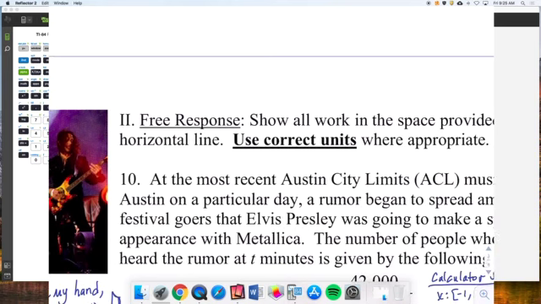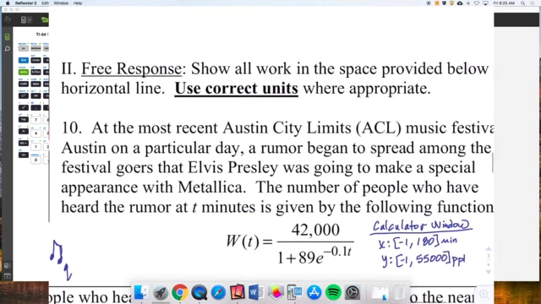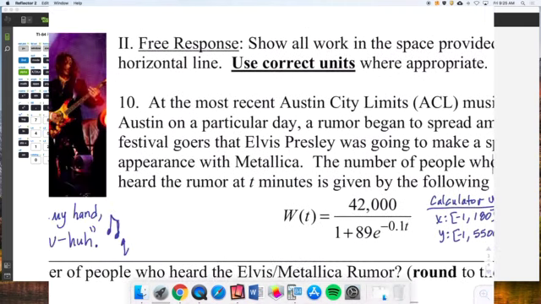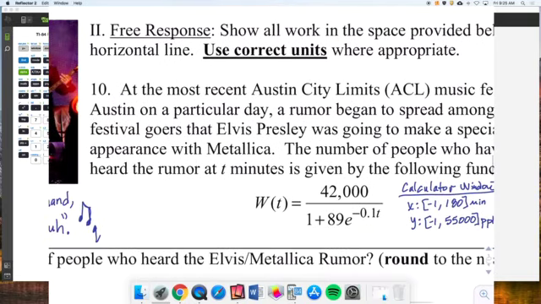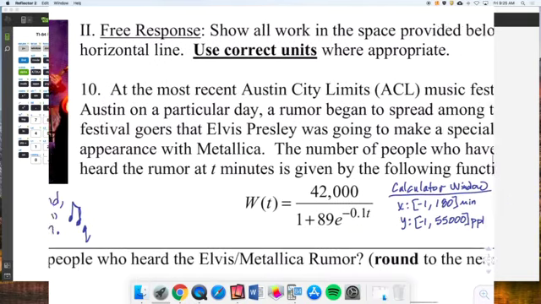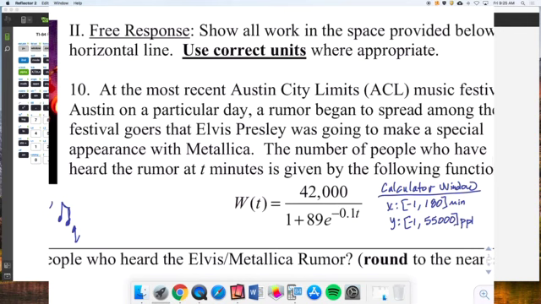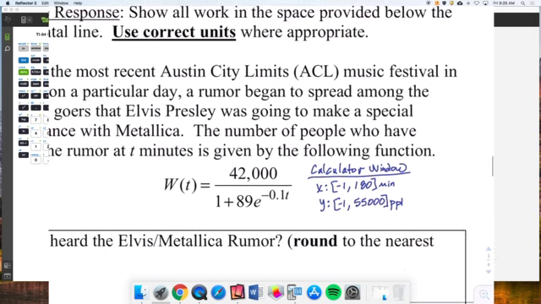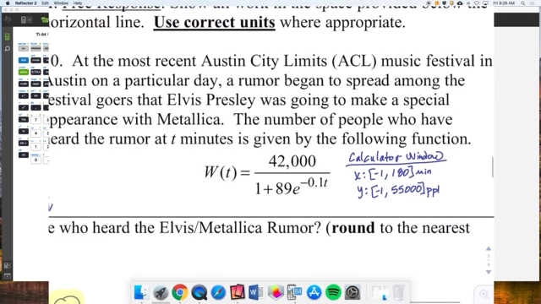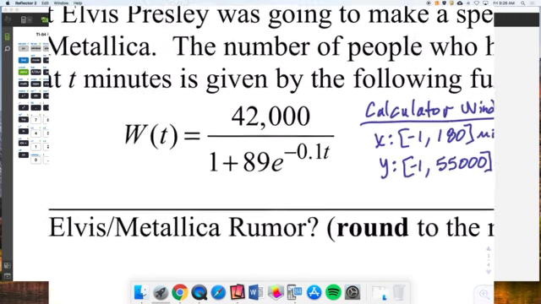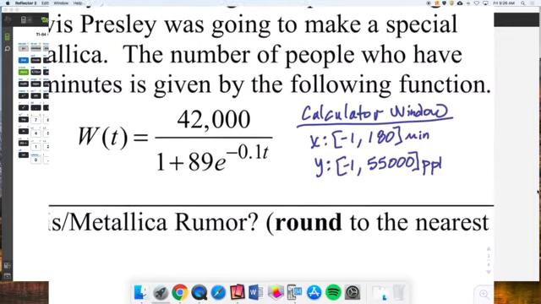13 minutes? Okay. At the most recent ACL concert in Austin, on a particular day, a rumor began to spread among the festival goers that Elvis Presley was going to make a special appearance with Metallica. The number of people who have heard the rumor at T minutes is given by the following function. Okay, so there it is.